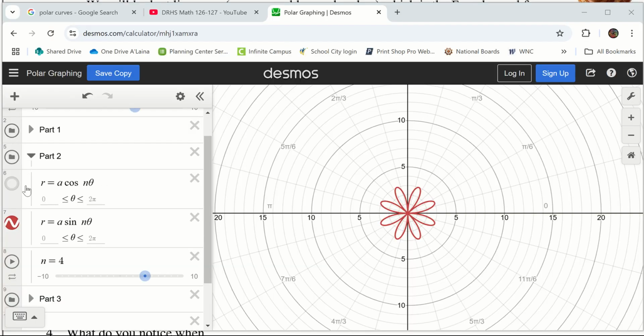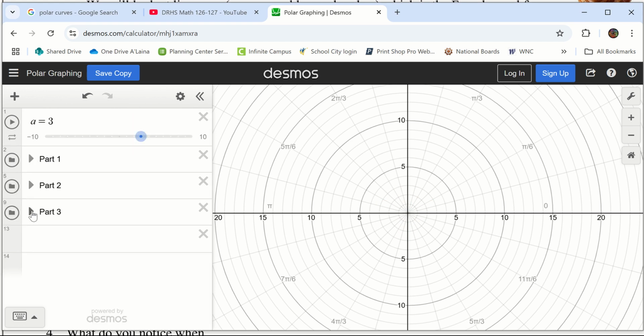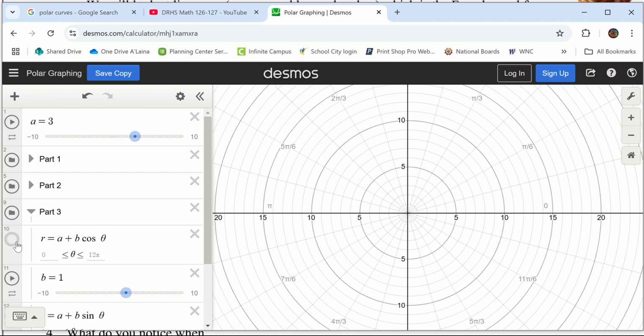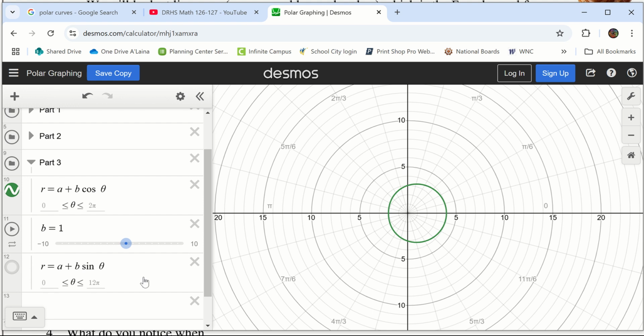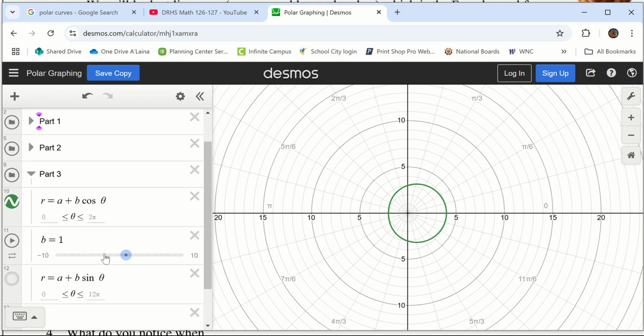Just a reminder, turn that one off, close up part 2, and open up part 3, and then start with equation 10. And then explore equations 10, 11, and 12. You can move the sliders around a little bit on these ones and see what happens. Actually, really, equation 10 is the main one. I think equations 10 and 12. You can use both of those.